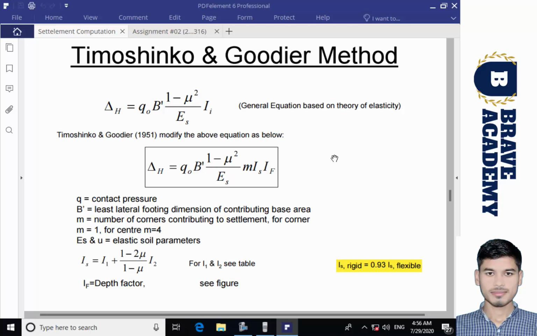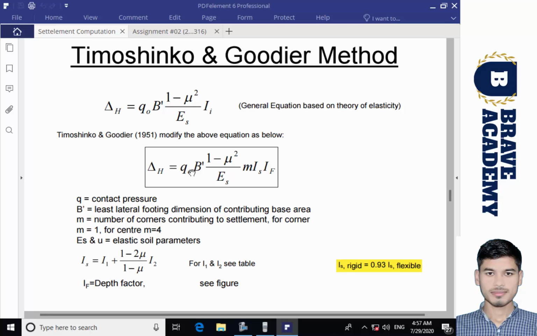In previous lectures, we have studied the Jumbo and Bjerrum method and Schmertmann's method to find the elastic settlement of soils. In this lecture, we will use the Timoshenko and Goodier method to find the elastic settlement in the soil. This is the general equation based on theory of elasticity to find the elastic settlement in the soil. Timoshenko and Goodier in 1951 modified the above equation as follows.